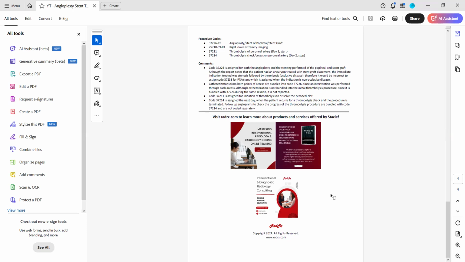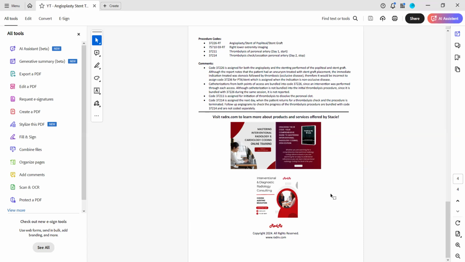Now, one thing I want to point out is that normally you would report a catheterization code with a thrombolysis when you're initiating a thrombolysis. Let's say if the thrombolysis was done in and of itself with no other procedure prior to that, you would have reported the catheterization code. The reason why a catheterization code was not reported for placement of the thrombolysis catheter is because the catheter work was already bundled into 37226 in that extremity. So that's why you don't report any additional catheterization.